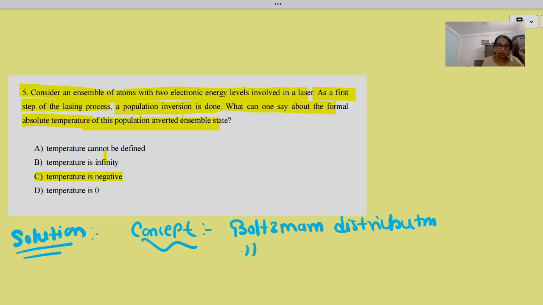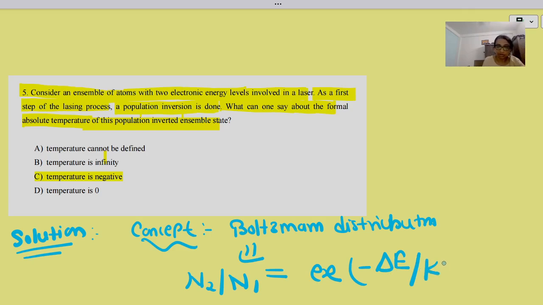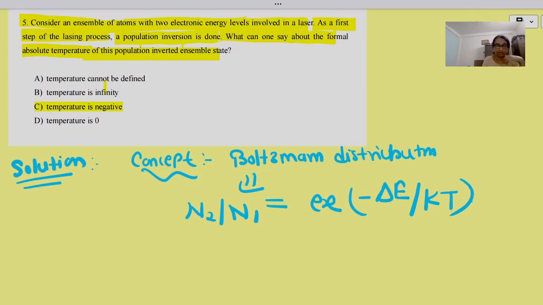According to the Boltzmann distribution, N2 divided by N1 is equal to exponent of minus delta E, the change or difference in the energy, divided by kT, where k is the Boltzmann constant and T is the temperature. Now write the further condition which is given in our question. In our question, population inversion is given. For this, the concept is used for the population inversion.